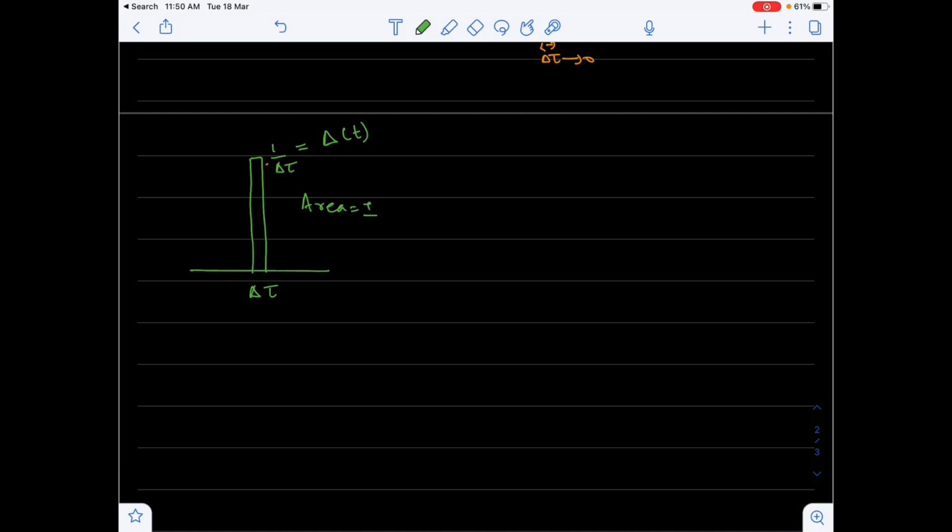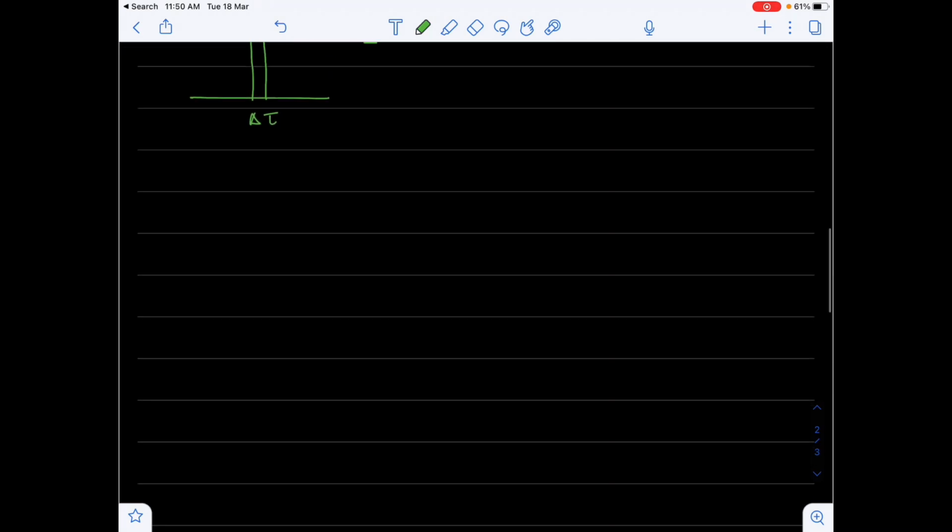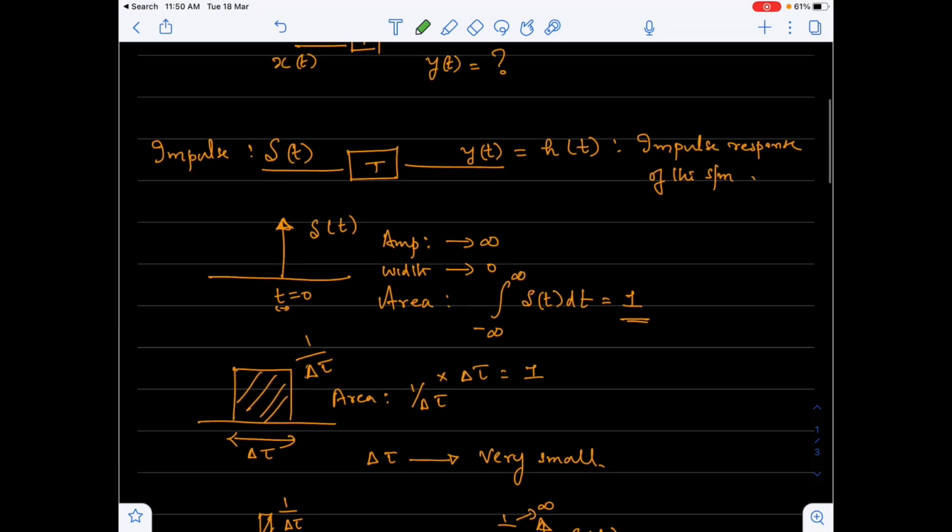So what is the area of the impulse function? It is nothing but delta t multiplied with the delta tau. So this is our impulse function. Now we have a system. I told you we know the impulse response of the system. That means I will give this input, and I know what the output is. So for the impulse input, my output is h of t, and we will call it the impulse response of the system.